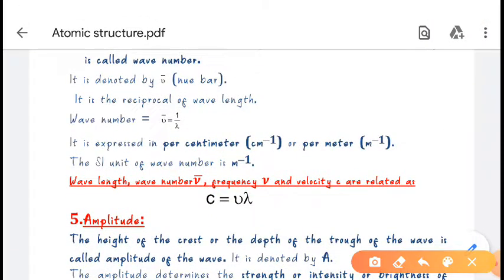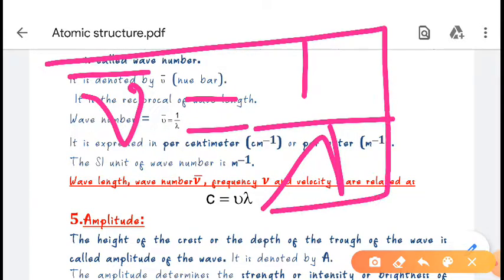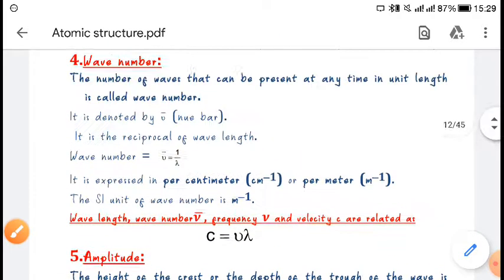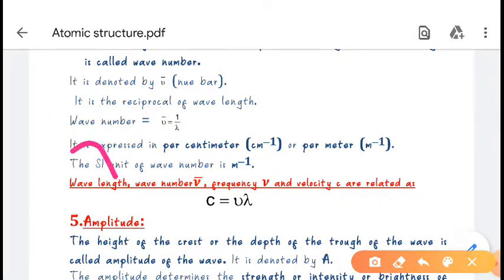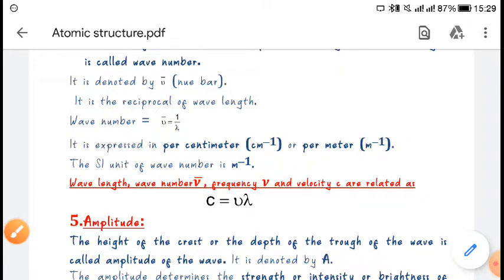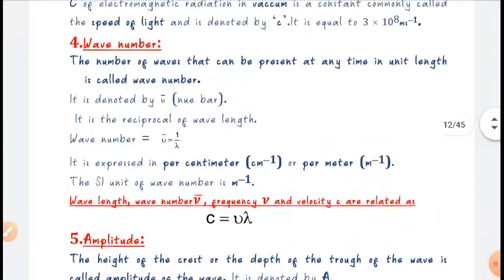It is denoted by mu bar like this, and it is equal to 1 by lambda. Okay, all of you have understood? Wave number is the number of waves per unit length, which means mu bar is equal to 1 by lambda. So this was about wave number, and before it, amplitude.